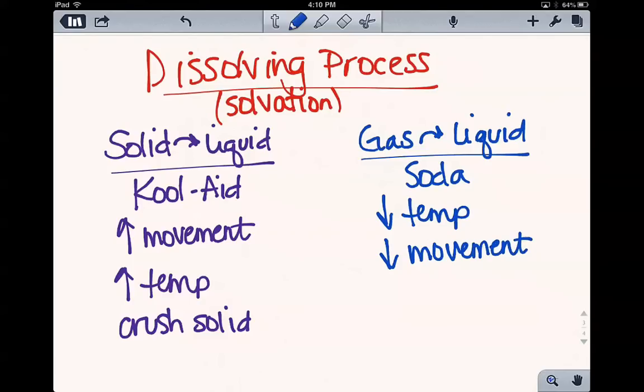And then the last thing that you want to do to get a gas to dissolve in a liquid, or to keep a gas dissolved in a liquid, is increase the pressure. And you can do this simply by screwing the lid back onto your soda, or if it's in the real world, you put it in a pressurized container of some sort. And so this is the dissolving process.